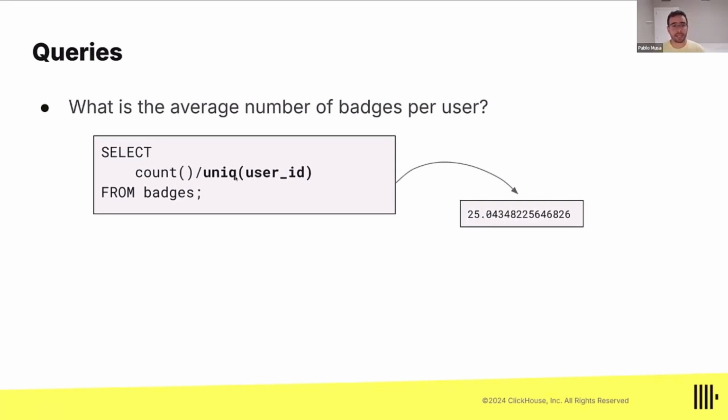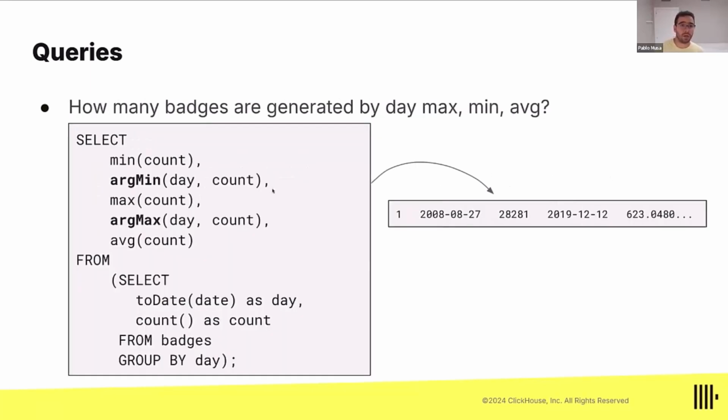Some functions: we could do a distinct user ID. I think that's actually how I did the example in the query when comparing times. Another way to write it is just uniq user ID. That's exactly the same as distinct.